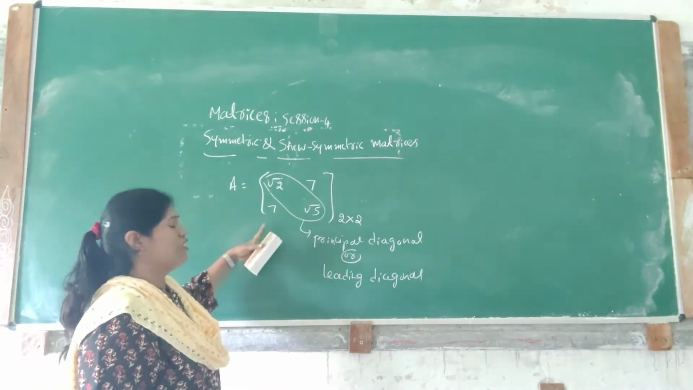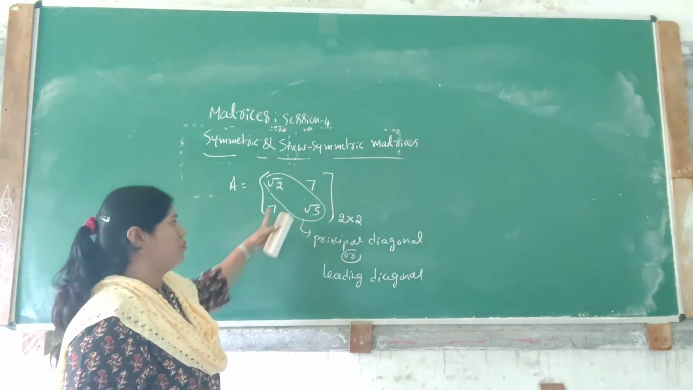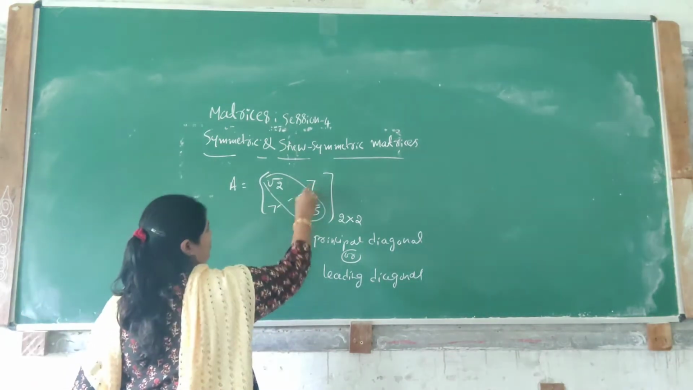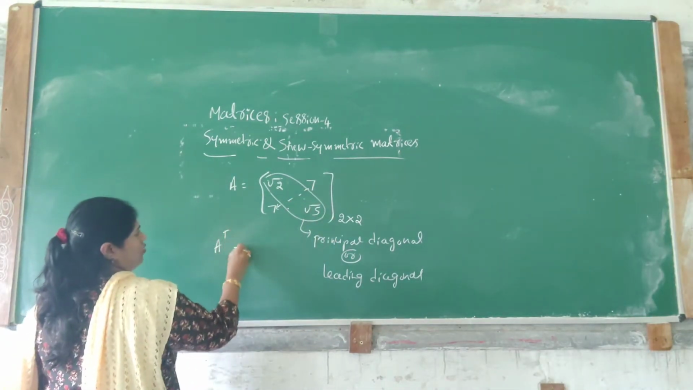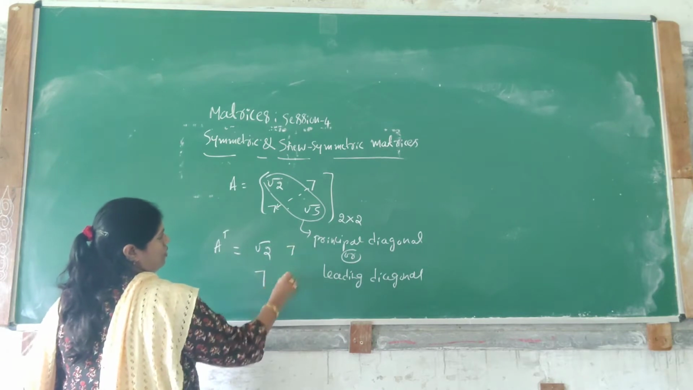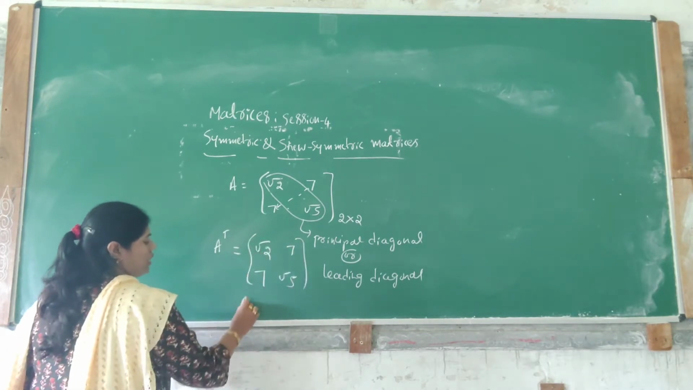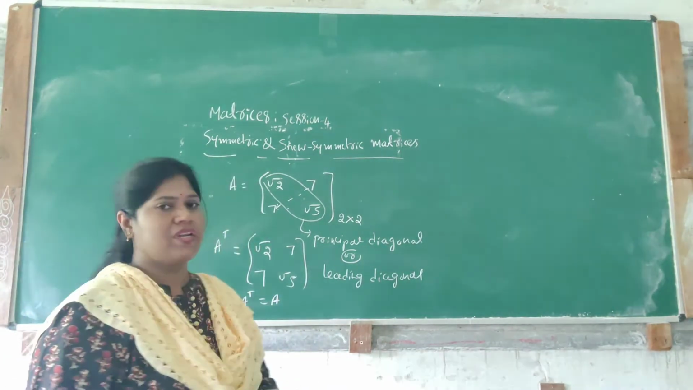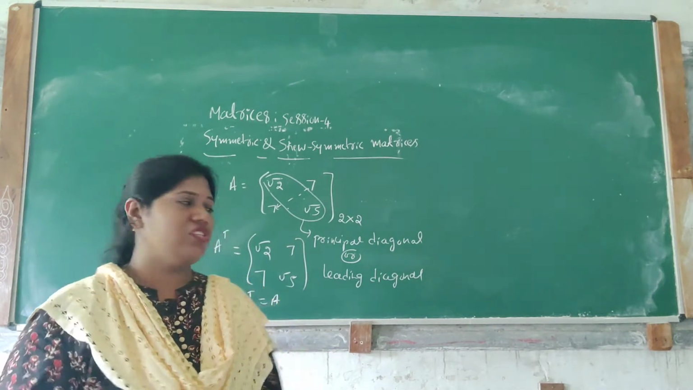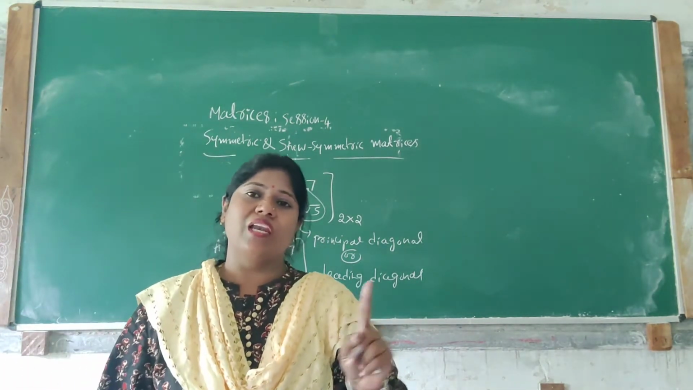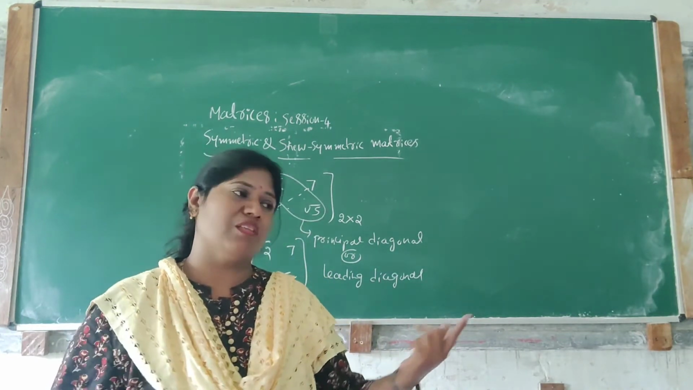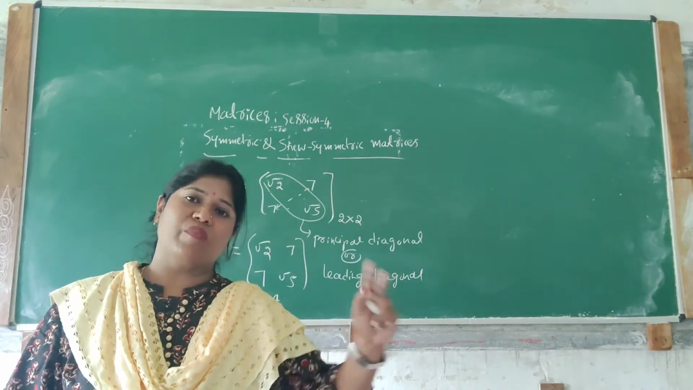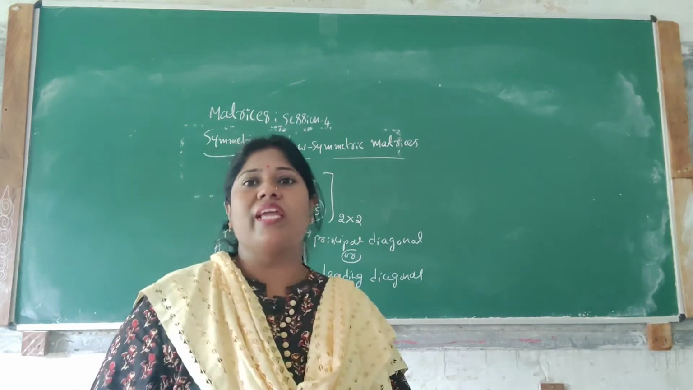After that, this should be symmetric. The non-diagonal elements should be the same. These are the non-diagonal elements. So A dash is equal to root 2, 7, 7, 5, which is A. So this is the definition of a symmetric matrix. We have to write the principal diagonal elements first. After that, the non-diagonal elements should be symmetric. So after transposing, interchanging rows and columns, we have to get the matrix A. Then it is called a symmetric matrix.